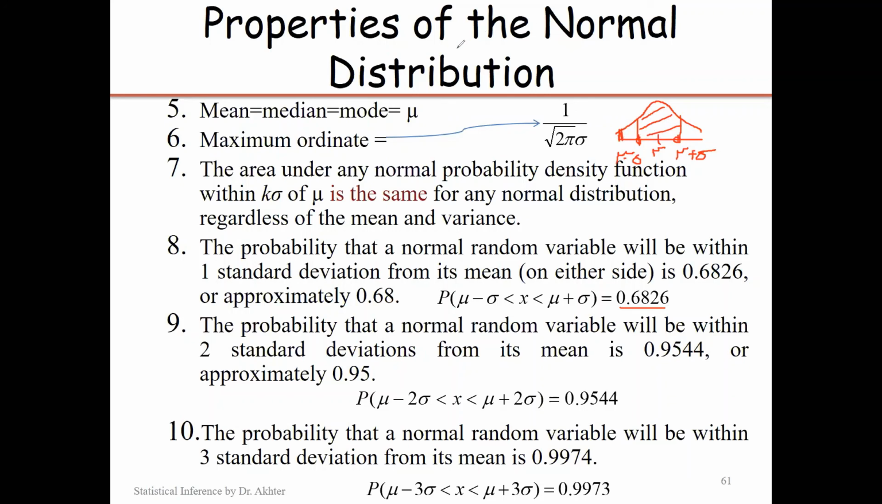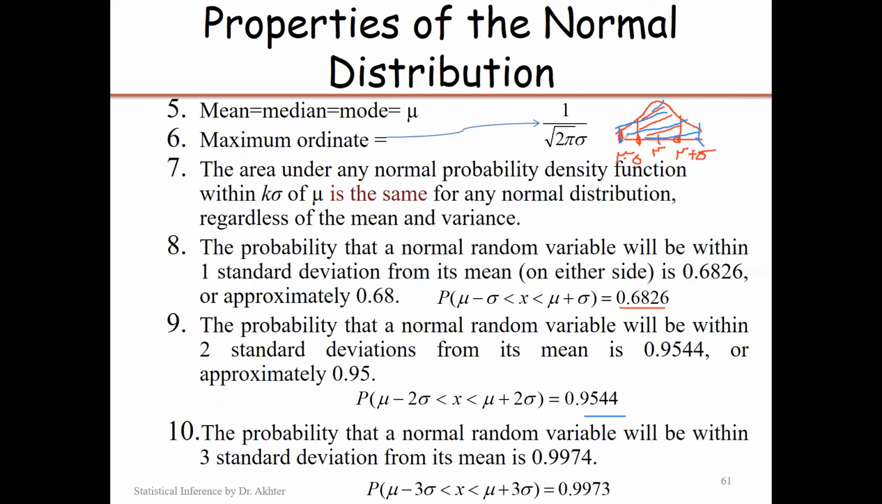In case of 2 sigma, if this was sigma, then 2 sigma will be here. I am just changing the pen. It is 2 sigma and it is 2 sigma. So this is mean minus 2 sigma, this is mean plus 2 sigma, and the area will be what? This blue area is 95%.